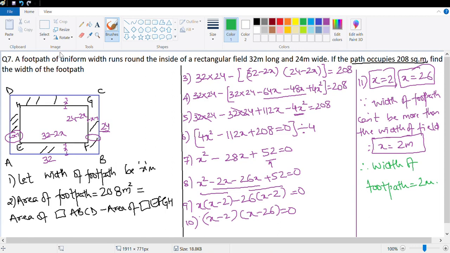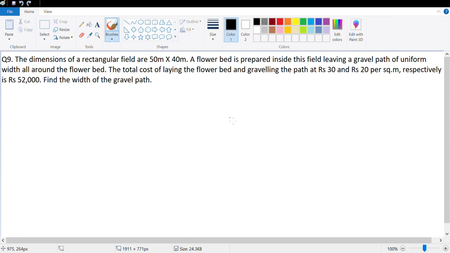Good, let's look at the next question. The next question that we do is question number 9. Again, similar about a rectangular field. It says the dimensions of a rectangular field are 50 into 40. Let's just draw a rough diagram. So this is a 50 into 40 rectangular field. Let's just mark 50 and 40.